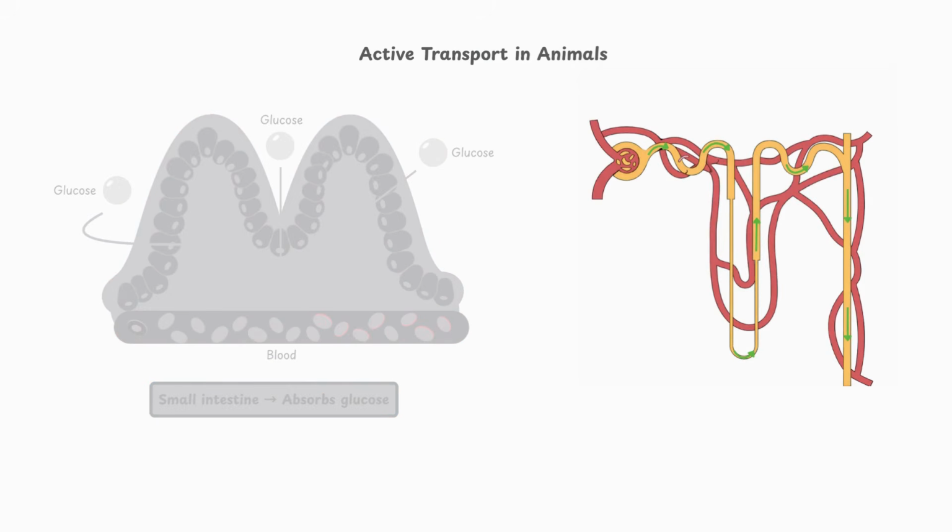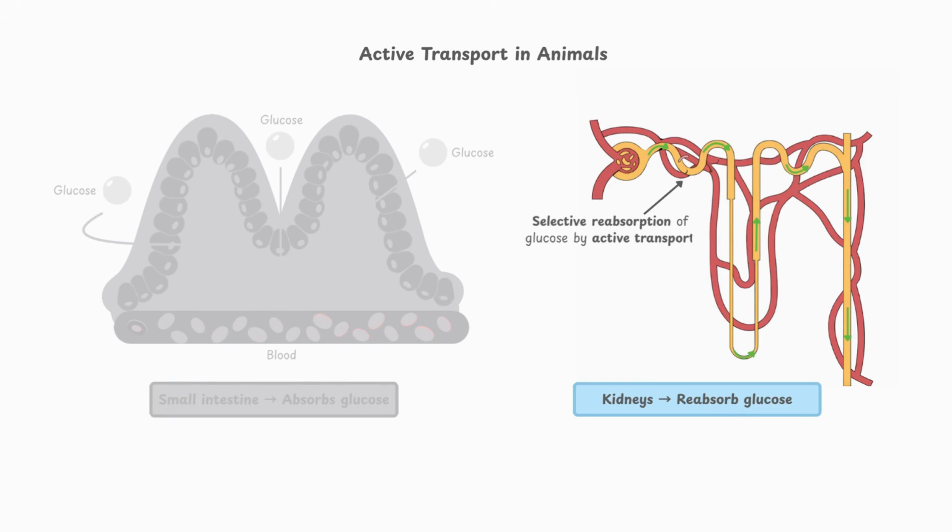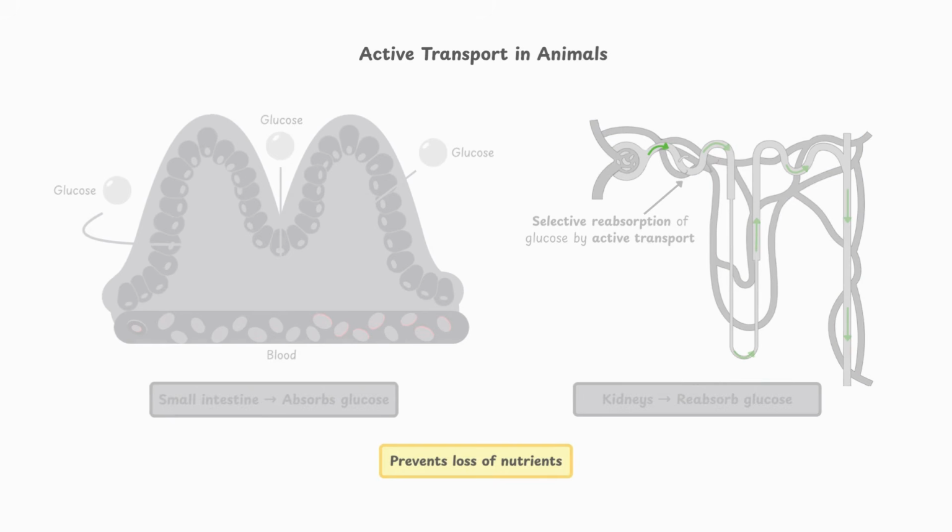On the right, in the kidneys, glucose is reabsorbed from the filtrate back into the blood. This is called selective reabsorption. Again, active transport is used to move glucose against its concentration gradient. The key idea is that active transport ensures important substances like glucose are not lost, helping the body retain essential nutrients.